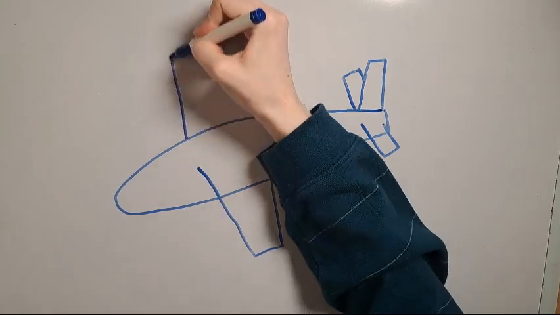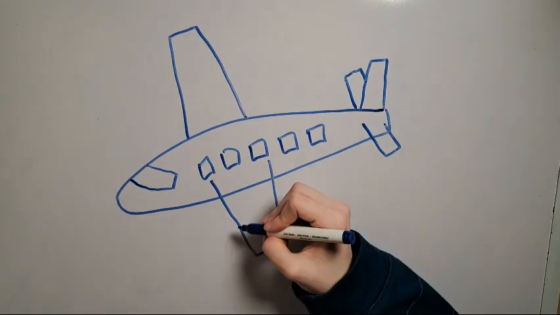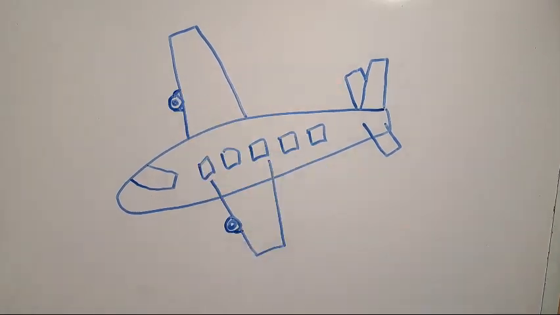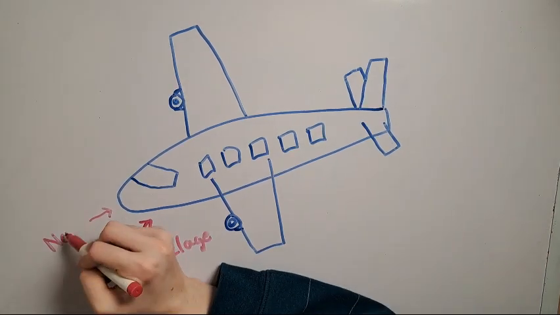The main body of a plane is called the fuselage. This normally stores the cargo, passengers, and the pilots. The front of the fuselage is called the nose of the plane. In addition to the fuselage, a plane has wings and a tail. Let's take a closer look at the wings.